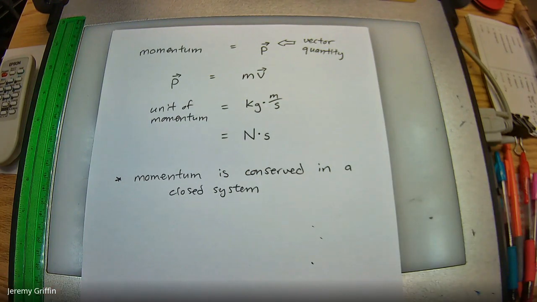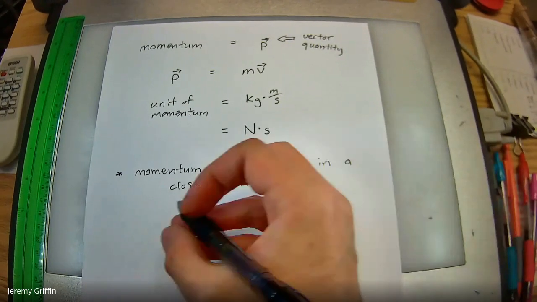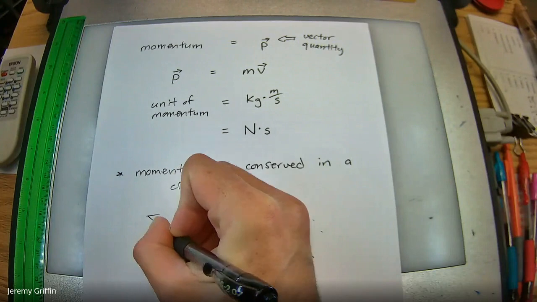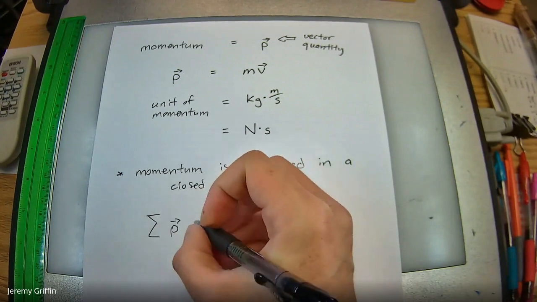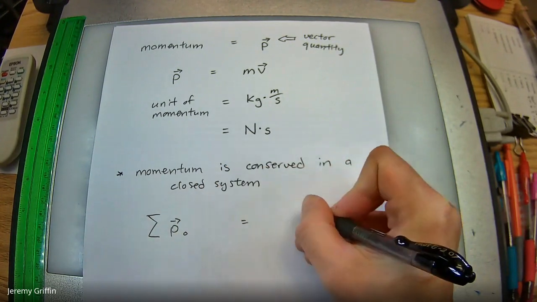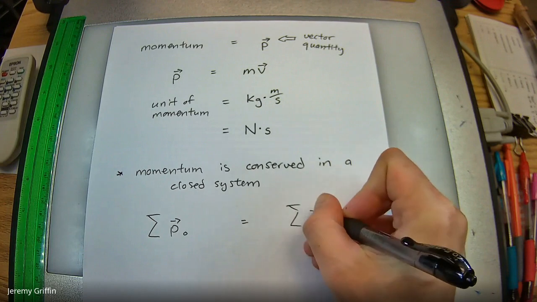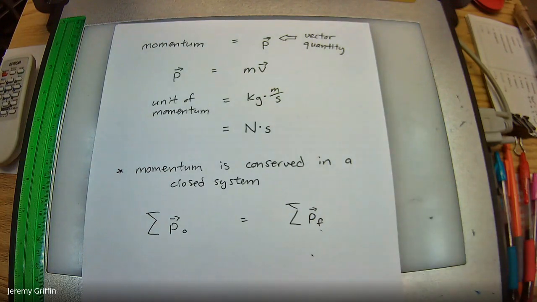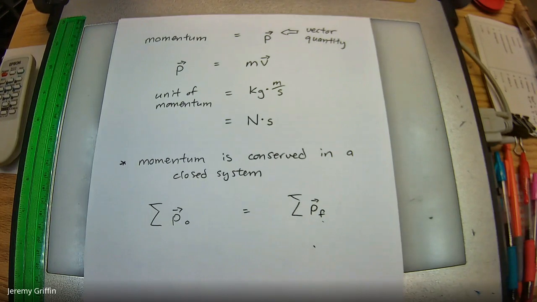Except energy, remember, was a scalar value, so we weren't caring about directions, but now we're also caring about directions. So here, I can say something like this. The sum of momentum initial in a system is equal to the sum of momentum final in the system. That looks a lot like energy conservation, doesn't it? Except it's a vector quantity called momentum, mass times velocity.